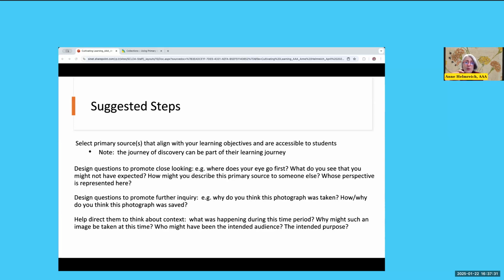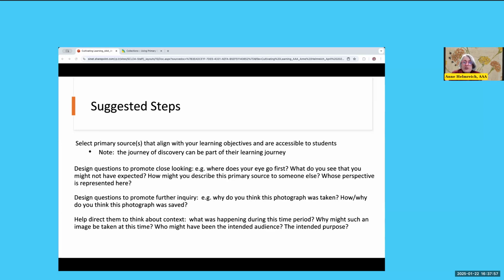And I'm going to come back to this point that the journey of discovery can be part of their learning journey. Many of the teachers we work with often design scavenger hunts to have the students go on a museum website or our website to find certain materials. And that searching can be part of the discovery too. What words do I need to use to find something in a big database, for example?